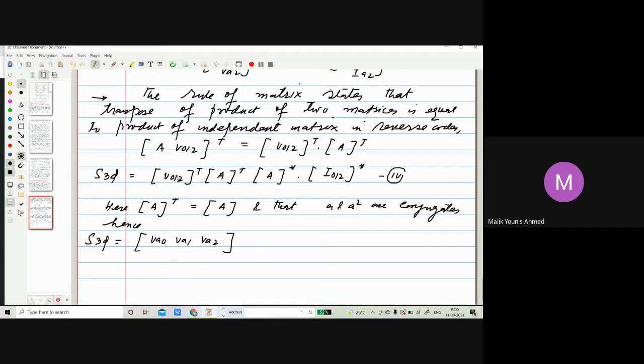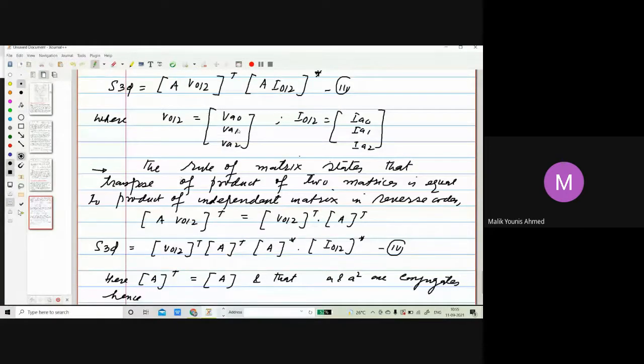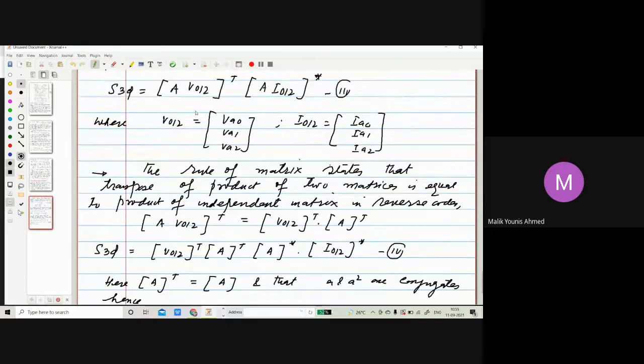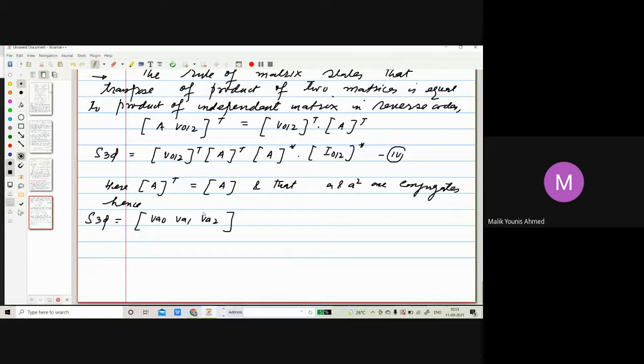So this is transpose. How had we written this transpose earlier? It was like this. When we are making the transpose of this, that column will become a row. See here, this VA naught was in the column. Now it has become a row, so we are writing it as a row. So that's very clear.